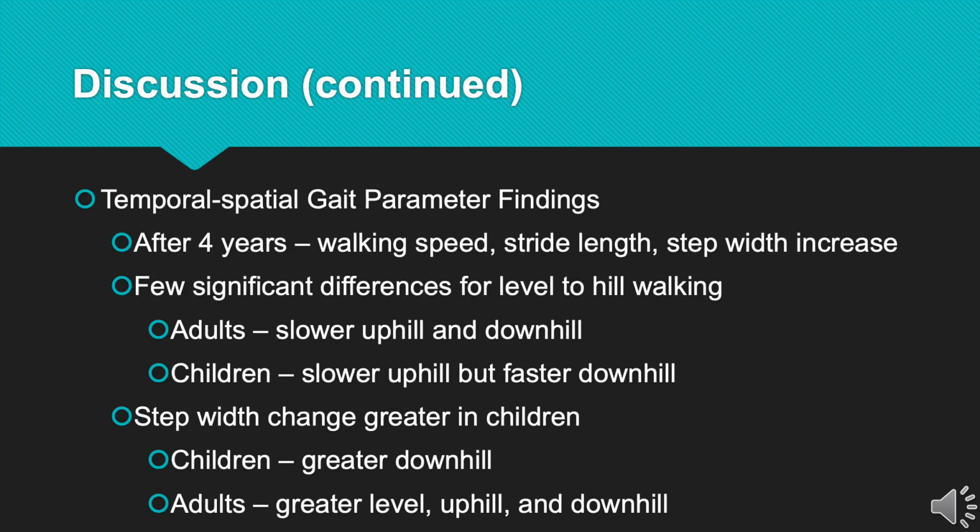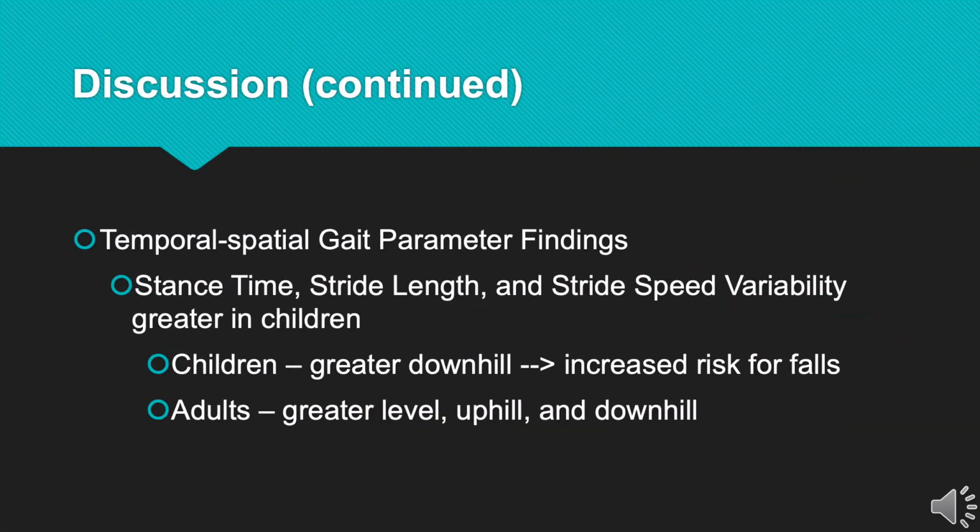Step width variability is greater in children compared to the adult group in level, uphill, and downhill walking. But when comparing amongst the children's group, they saw greater variation in downhill walking. Stance time, stride length, and stride speed are more variable in children compared to adults with level, uphill, and downhill walking. And when comparing amongst the children's group, they saw a greater variation in downhill walking, and they think this could lead to an increased risk for falls.